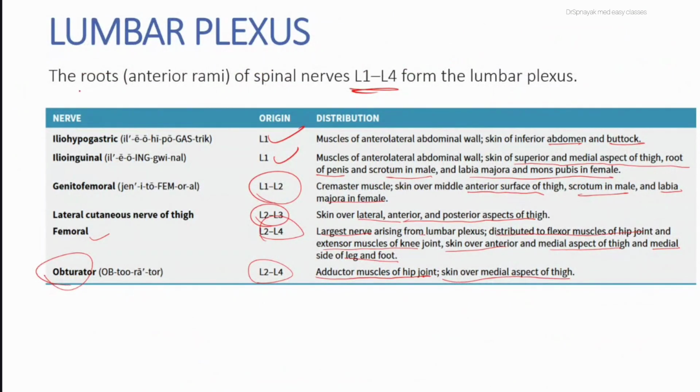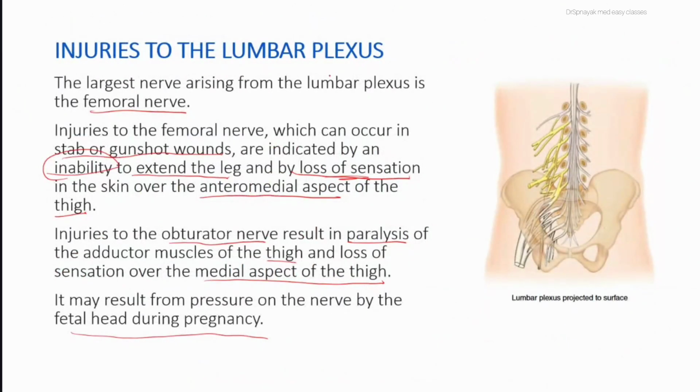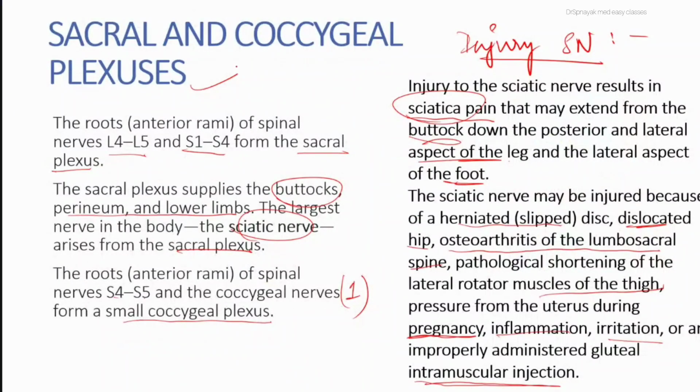We learned about the lumbar plexus, which is formed by the roots of spinal nerves L1 to L4. And these are the various nerves present along with their distribution. We learned about the abnormalities caused due to injuries to the lumbar plexus, which involves injury to the femoral nerve or injury to the obturator nerve that results in loss of sensation and paralysis, respectively. Then the final plexus is the sacral and coccygeal plexuses, which involves the roots of spinal nerves L4, L5, and S1 to S4. And the coccygeal plexus involves S4 and S5 nerves along with the one pair of coccygeal nerves.